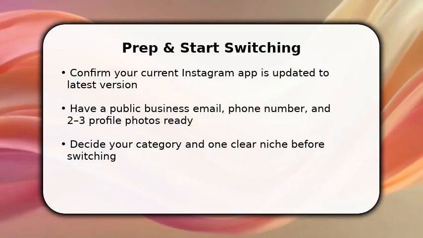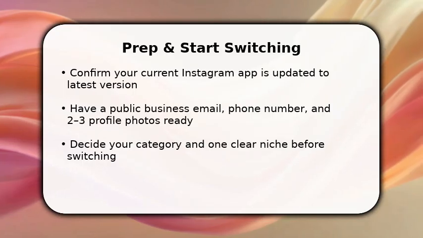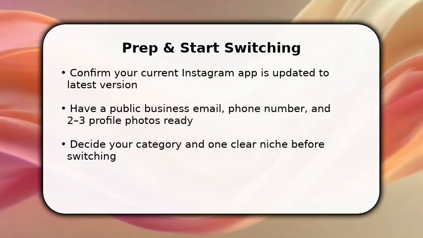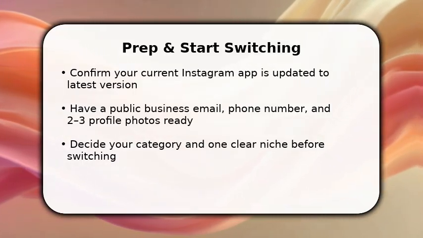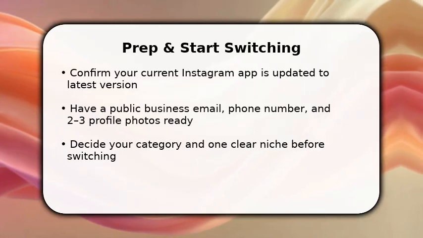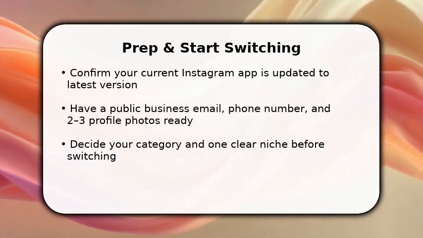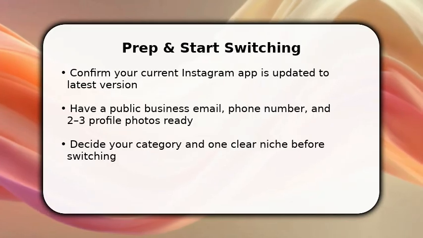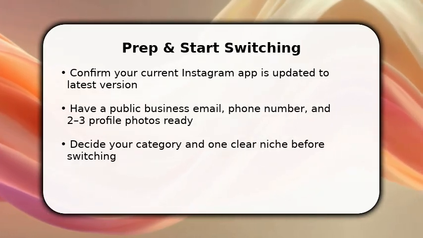You begin by opening Instagram and confirming the app is updated. This avoids menu differences. Once done, go to your profile and tap the 3 lines, then Settings. Tap Account and choose Switch to Professional Account. You do this now to unlock creator features.